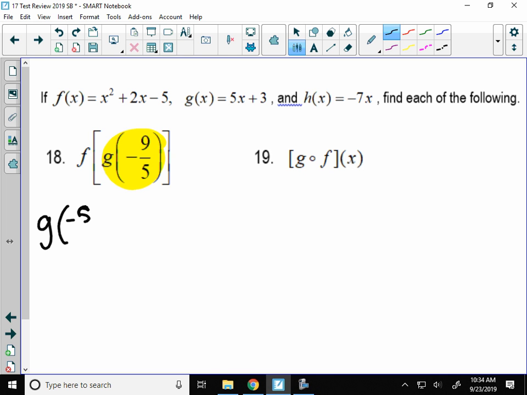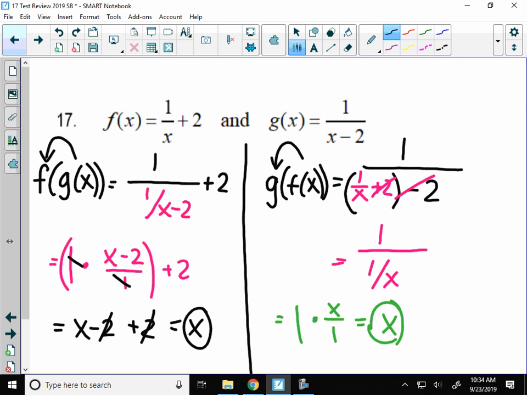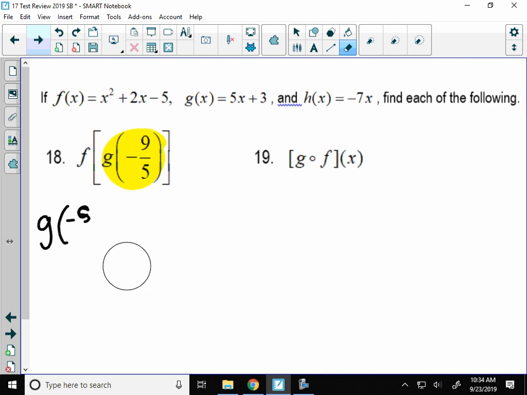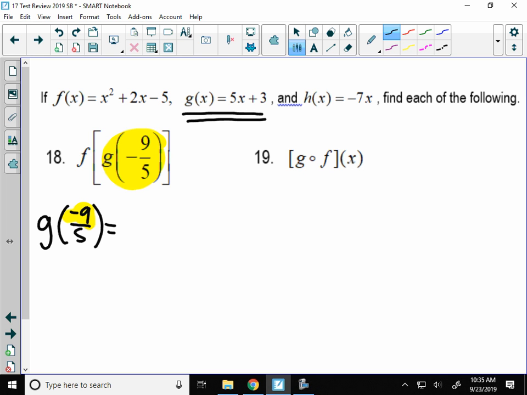I'm going to put negative 9/5, rough mark here, in for x into the function of g. So I'll have 5 times negative 9/5 plus 3. Well, 5 times negative 9/5 is negative 9, plus 3 is negative 6. Okay, so that's just the g part.